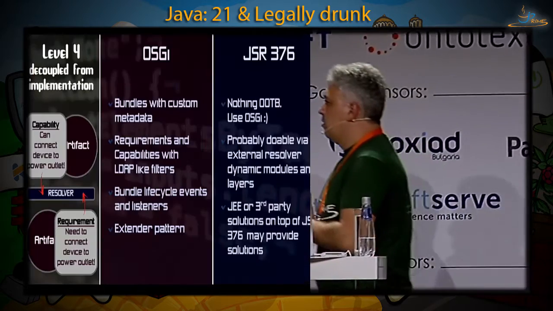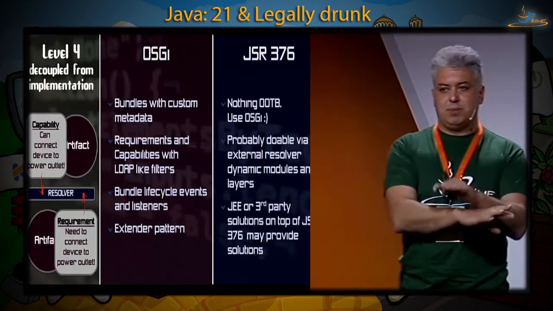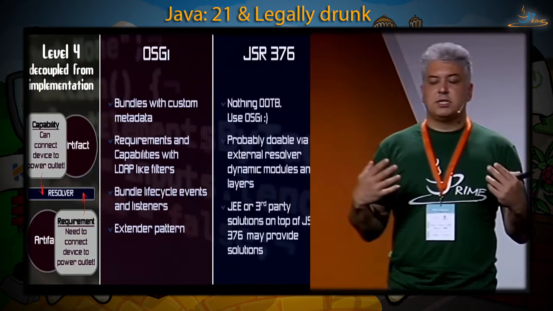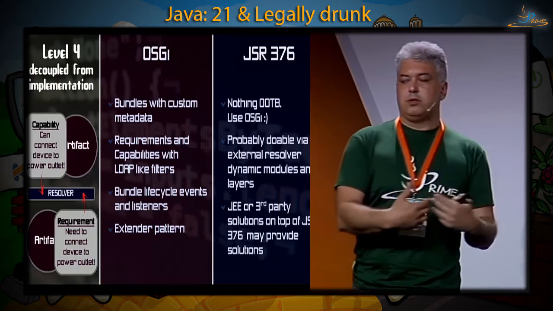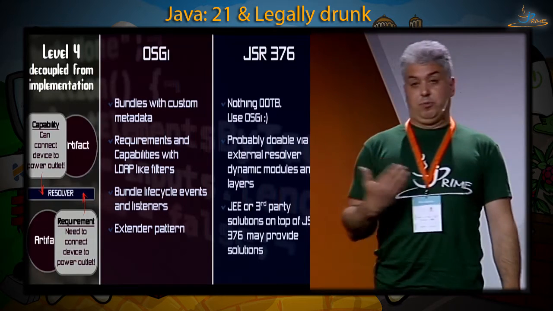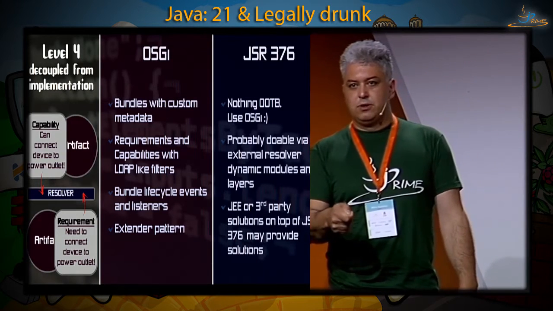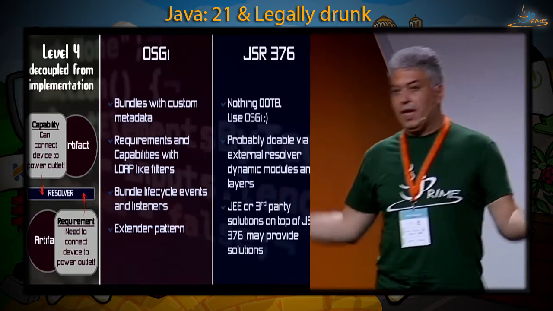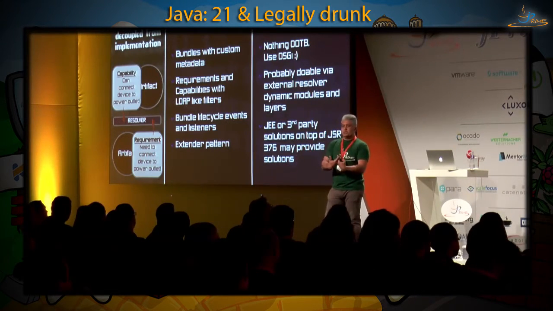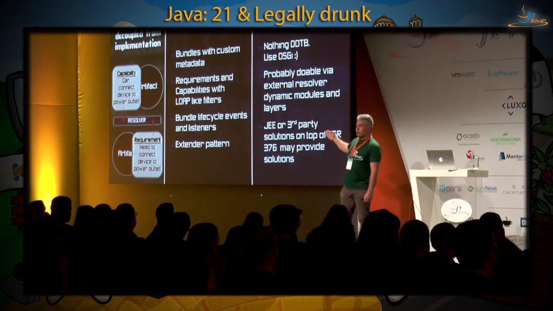Let's go for level 4, which is decoupled from implementation. And what does that mean? Well, in OSGI, at some point in time, you realize that the whole thing about dependencies in jar files and bundles is totally not the story. The story is to not express your dependencies, but express your requirements. So you're not going to say, hey, I need a power plug, because you don't need a power plug. You need to be connected to a socket. That's what you need. Right? It may be a power plug or maybe something else, but your actual requirement is to be connected to a power socket.